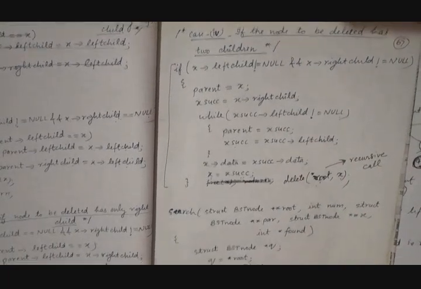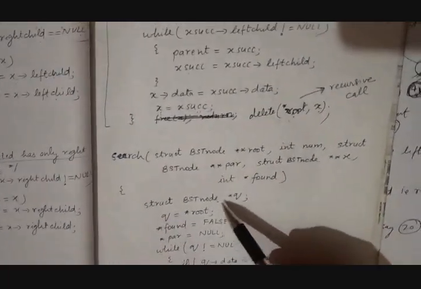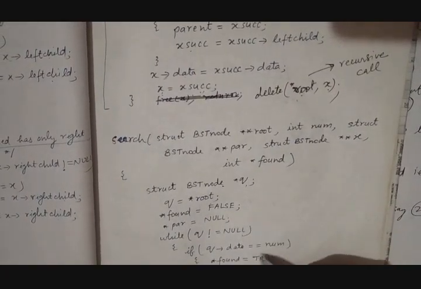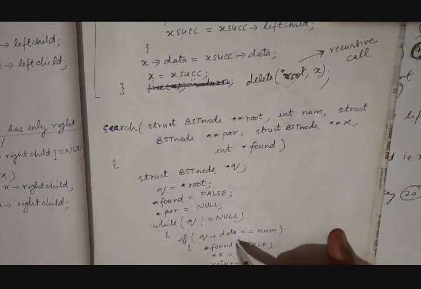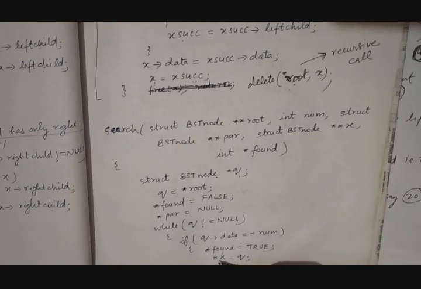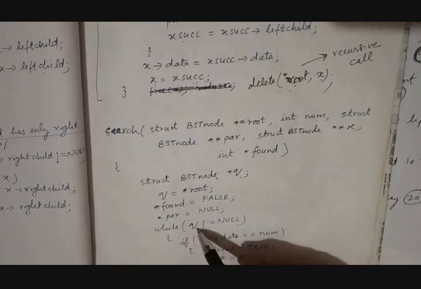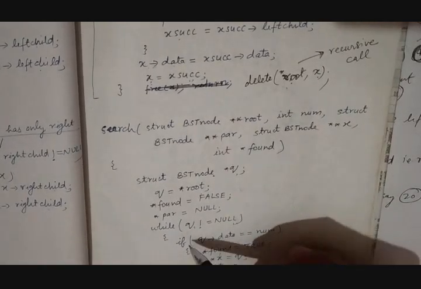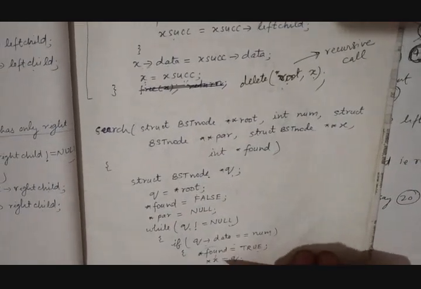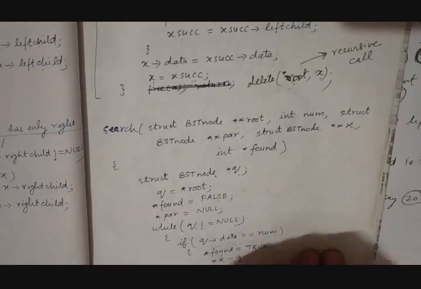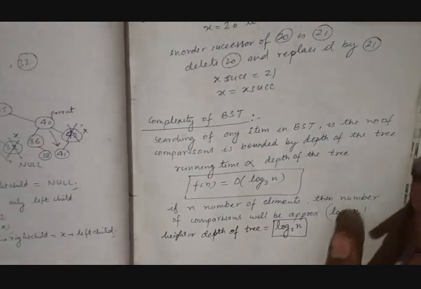Now the searching method is very easy. We start from the root, and then we run a while loop and check whether the number is equal to queue data or not. If it is found, then we set the value found equal to true, and this loop runs until queue is equal to null. Finally, if it is not matched, then the value of found will not become true, so it will remain false. Then this function will return false.